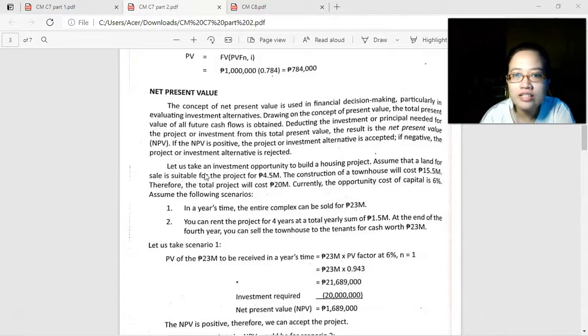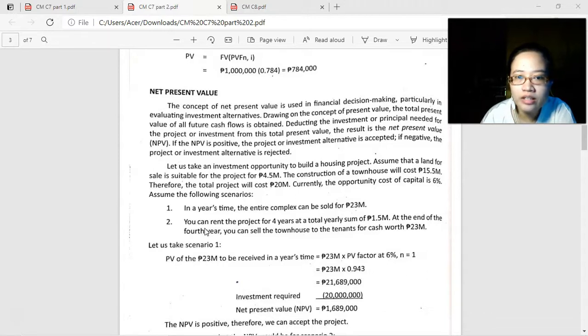Okay? Let us take an investment opportunity to build a housing project. Assume that a land for sale is suitable for the project for 4.5 million. The construction of a townhouse will cost 15.5 million. Therefore, the total project will cost 20 million. Currently, the opportunity cost of capital is 6%. Assume the following scenarios. In a year's time, the entire complex can be sold for 23 million. Okay? After 1 year daw.